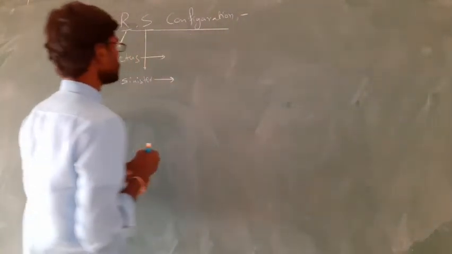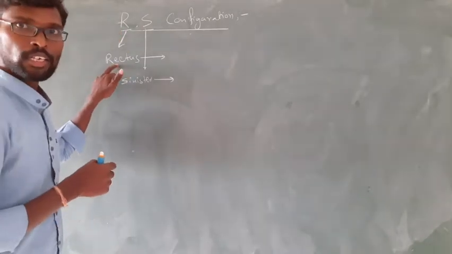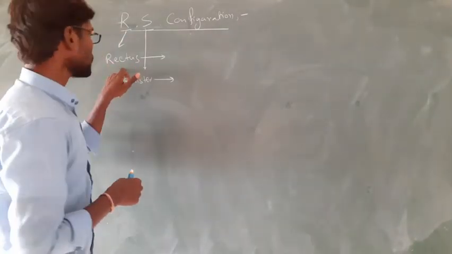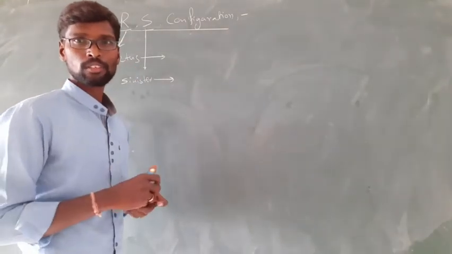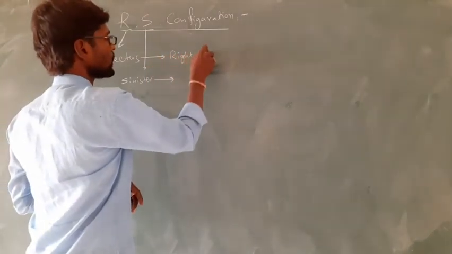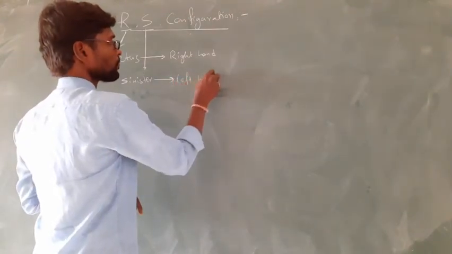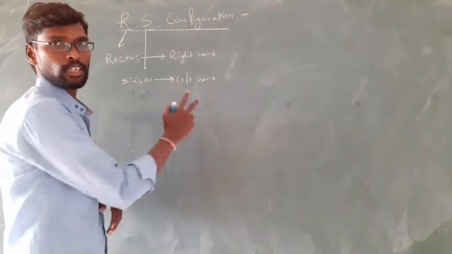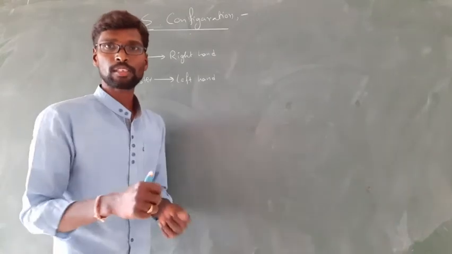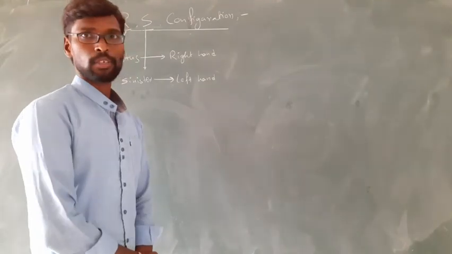So what is R and what is S? These two are abbreviations: R is an abbreviation of rectus and S is an abbreviation of sinister. Rectus and sinister are actually Latin words. Rectus means right hand, and sinister means left hand. So what is right hand and what is left hand? Now we will observe by taking an example.